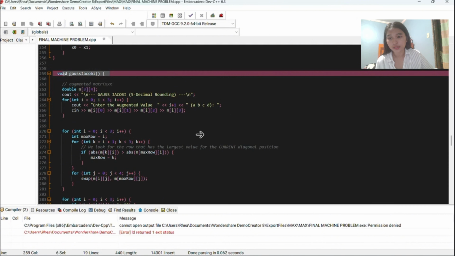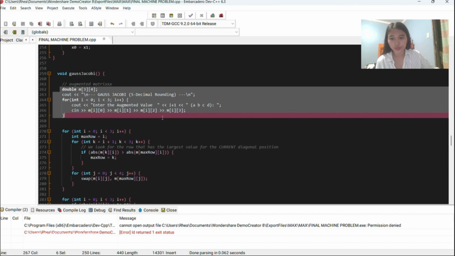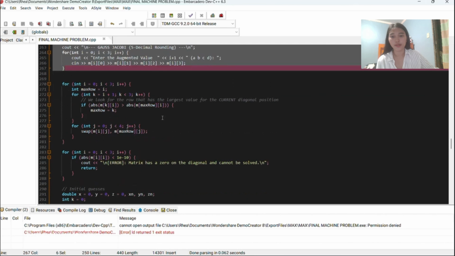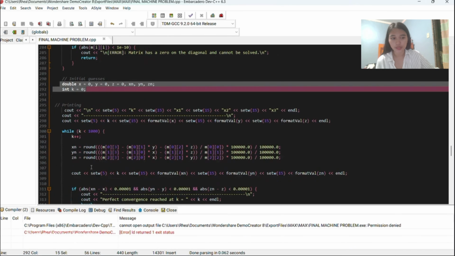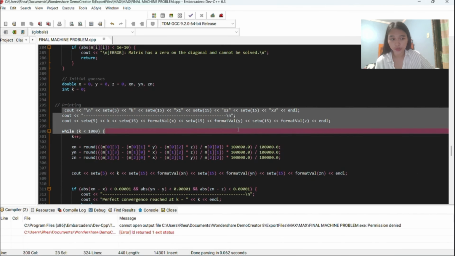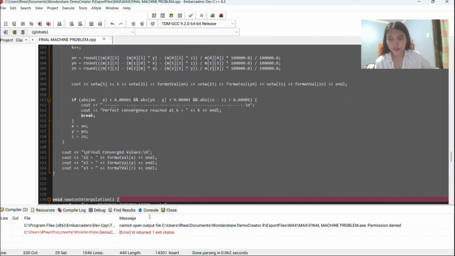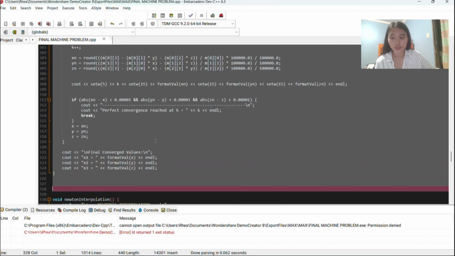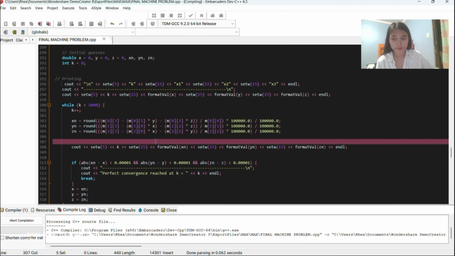So as you can see, this is the Gauss-Jacobi function. And this part is the augmented matrix where the user will input the values. This part is the initial guesses. This part is printing the output, and this part is the loop for the Gauss-Jacobi solution, the loop for the Jacobi equation to provide the correct answer.